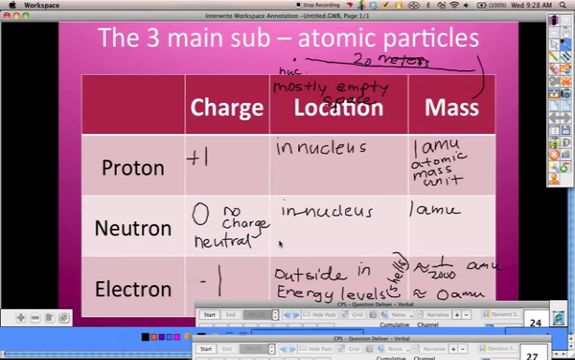What is an AMU? It translates over to approximately the masses that we get on there. So the carbon atom there has 6 protons and 6 neutrons pretty much, which is why it has a mass of 12. Good question. Thank you, Elliot.